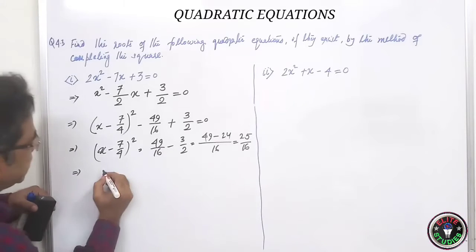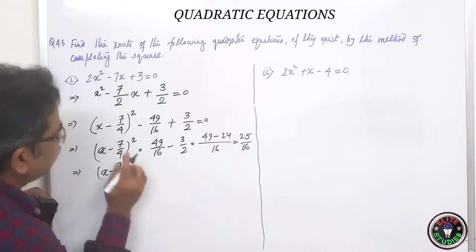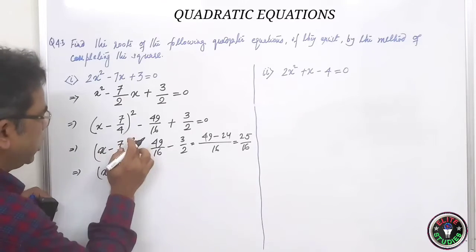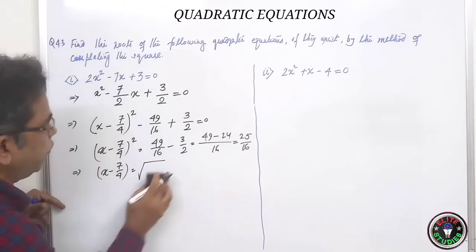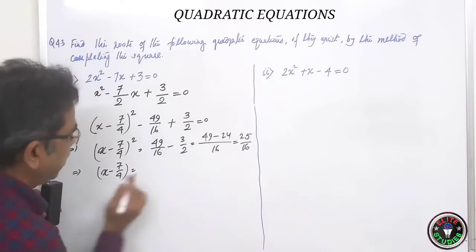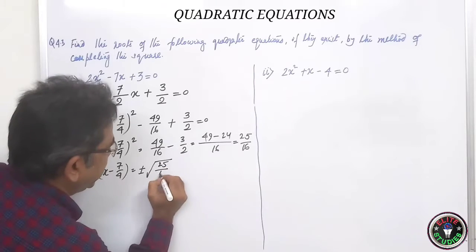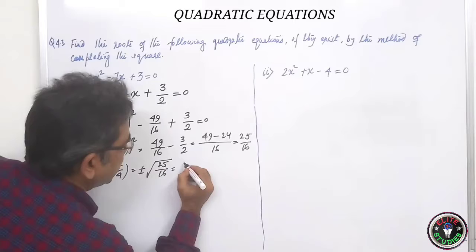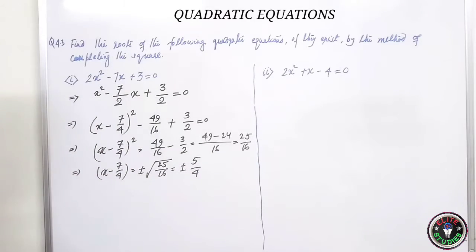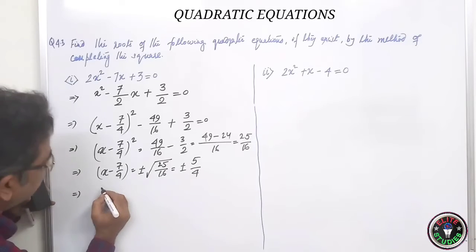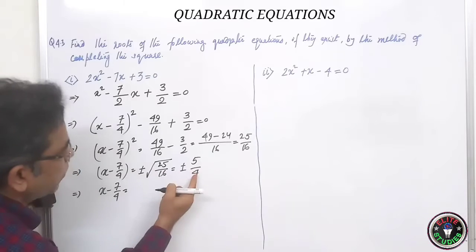So this implies x minus 7 by 4, this is square, so take the square root, this square will get removed. Whenever you put the square root, you have to put plus minus, always remember. Here it will be 25 by 16, so 25 gives what? Plus minus 5 by 4. So here what you got? x minus 7 by 4 is equal to plus minus 5 by 4.